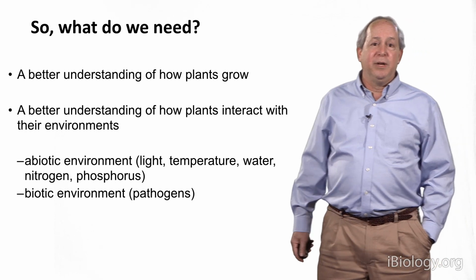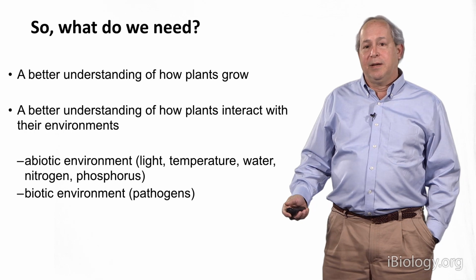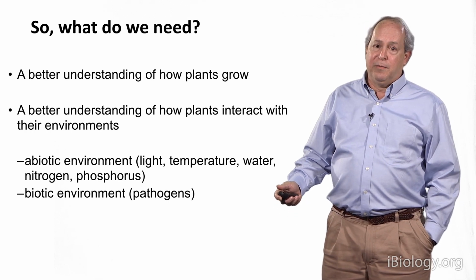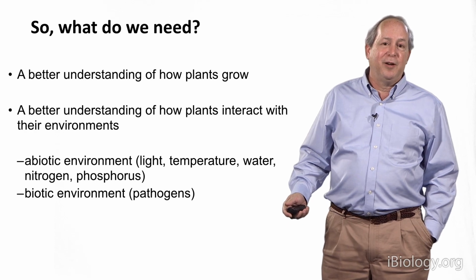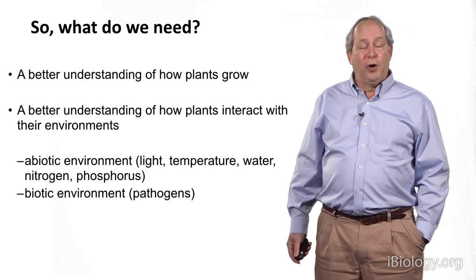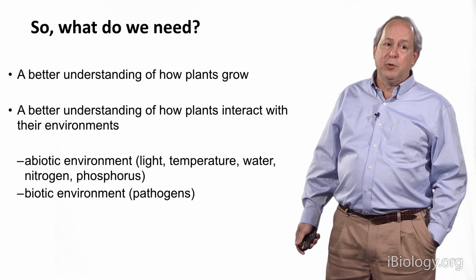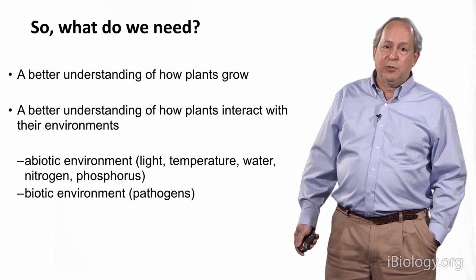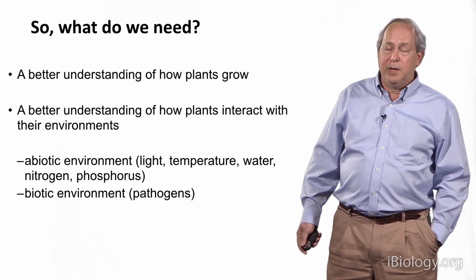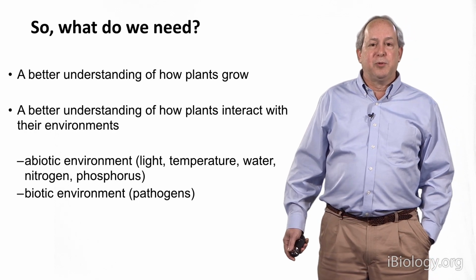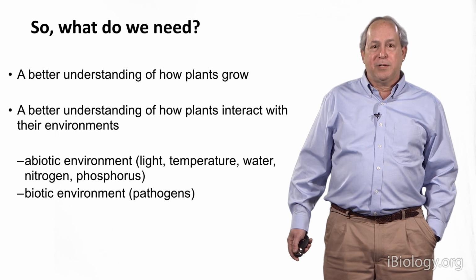So what do we need? We need a better understanding of how plants grow, a better understanding of how plants interact with their environments, including the abiotic environment, that is the non-living environment of light, temperature, water, and nutrients like nitrogen and phosphorus, which are the two that are most often lacking in agricultural land. And we also have to learn how plants interact with the biotic environment, the pathogens that kill the crops while they're growing in the fields or that destroy the yield after the harvest.